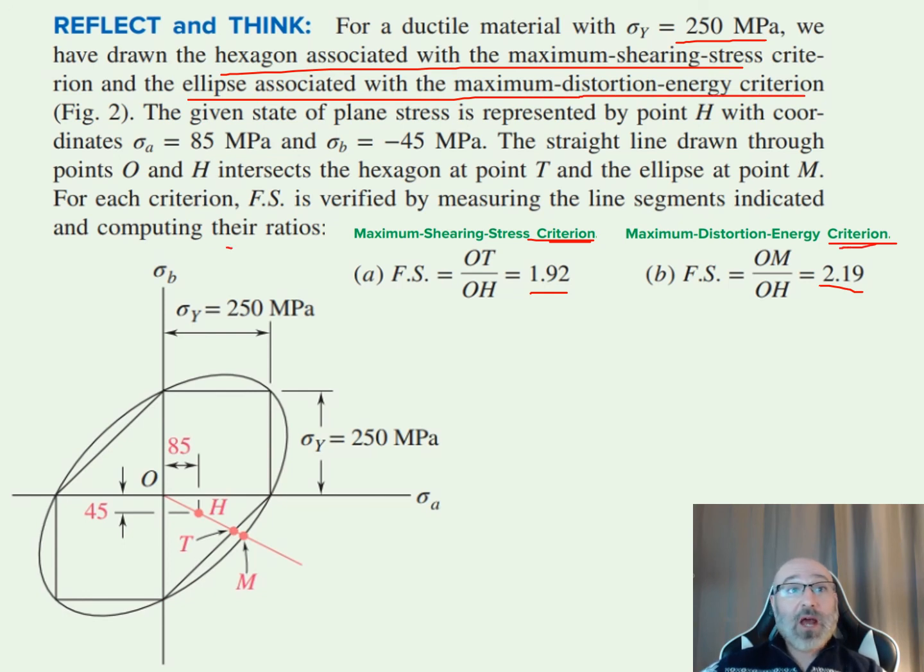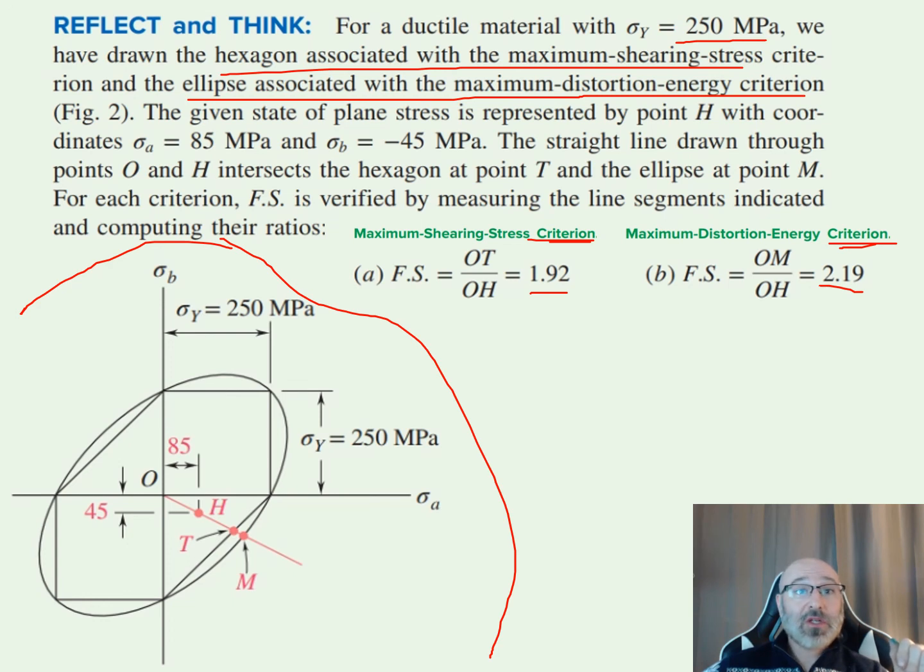So we can do that out, and we end up with this diagram that we see down below here. The given state of stress is represented by point H. So there's our point H right there. With the coordinates here, we can see if we go over 85 in our sigma A direction, and we go down 45 in our sigma B direction right there. And we calculated those previously in this problem. So we have those two values, and those represent our coordinate system for our OH right there.